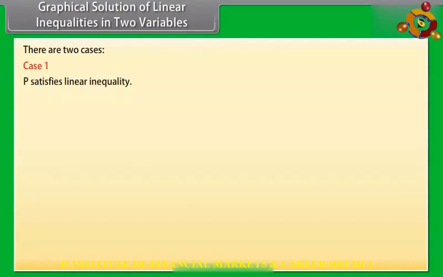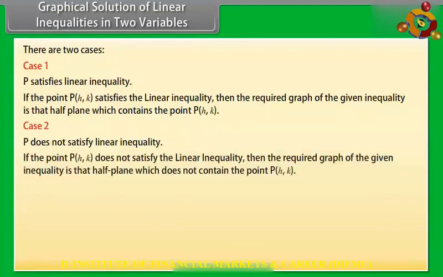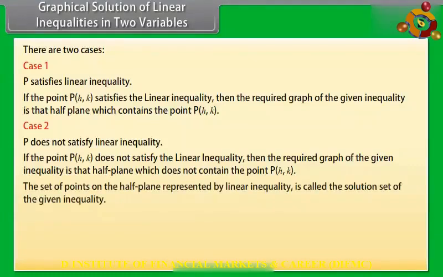Case 1. P satisfies the linear inequality. If the point P(h, k) satisfies the linear inequality, then the required graph of the given inequality is that half plane which contains the point P(h, k). Case 2. P does not satisfy the linear inequality. If the point P(h, k) does not satisfy the linear inequality, then the required graph of the given inequality is that half plane which does not contain the point P(h, k). The set of points on the half plane represented by a linear inequality is called the solution set of the given inequality.